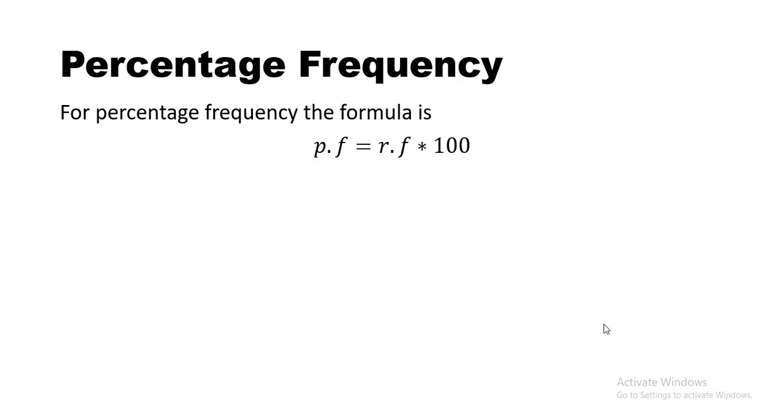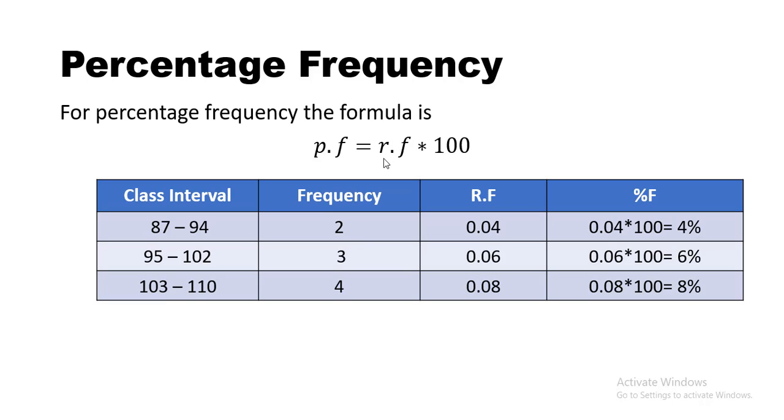Now the topic that we are going to learn is percentage frequency. For percentage frequency, the formula is: CPF is represented as percentage frequency, and RF means the relative frequency. We have calculated relative frequency earlier. What we are going to do for percentage frequency is multiply relative frequency by 100 to get the percentage frequency. And this is how it's done.